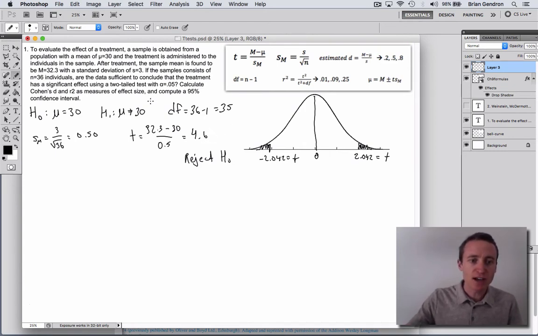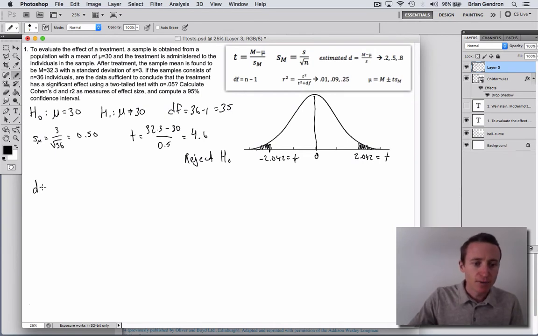So now what we can do is calculate effect size. You have two options when it comes to t-tests. The estimated Cohen's d, formula is up here for you, and r squared. And there's information in the module as well as the textbook on the differences between the two. But let's go ahead and calculate and interpret them right now.